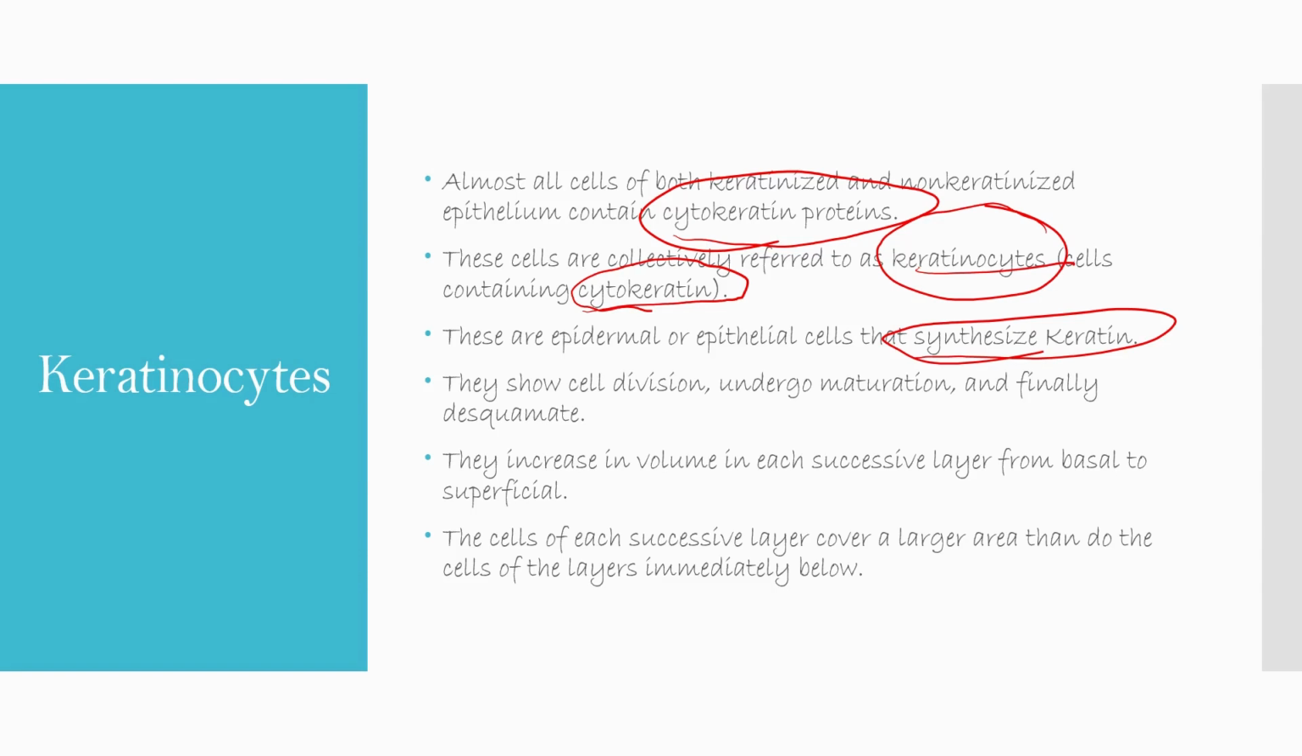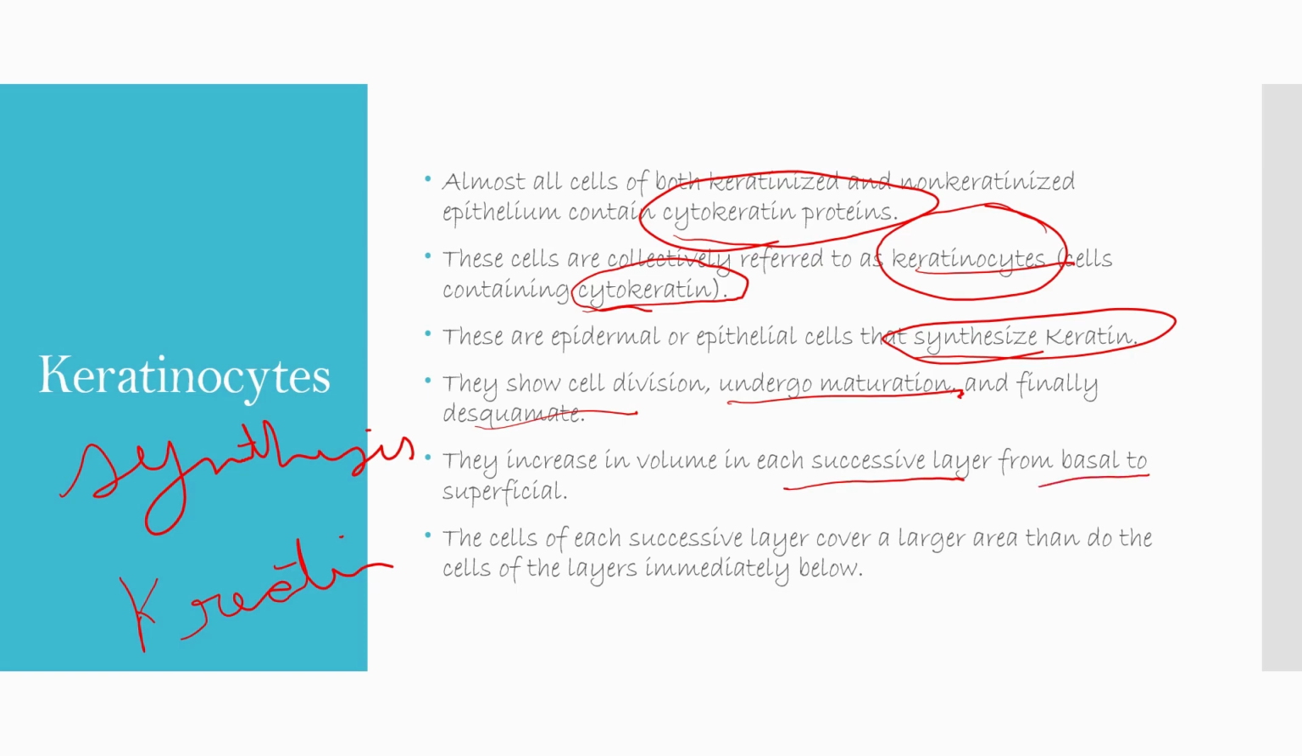Keratinocytes synthesize keratin. They show cell division, undergo maturation, and finally desquamate. They increase in volume in successive layers from basal to superficial. The cells of each successive layer cover a larger area than the cells of the layers immediately below.